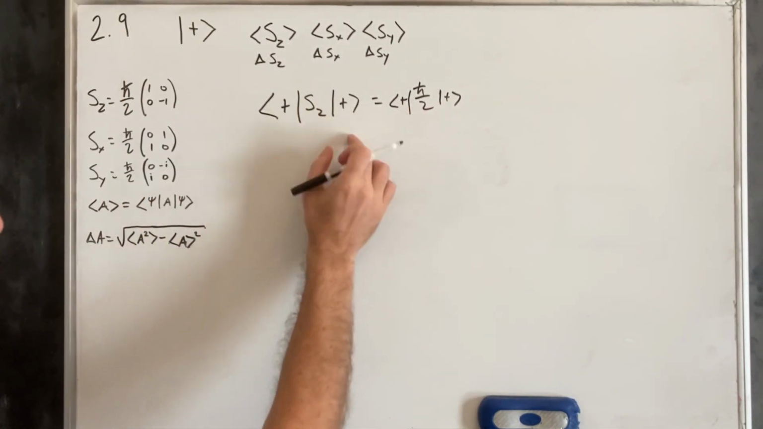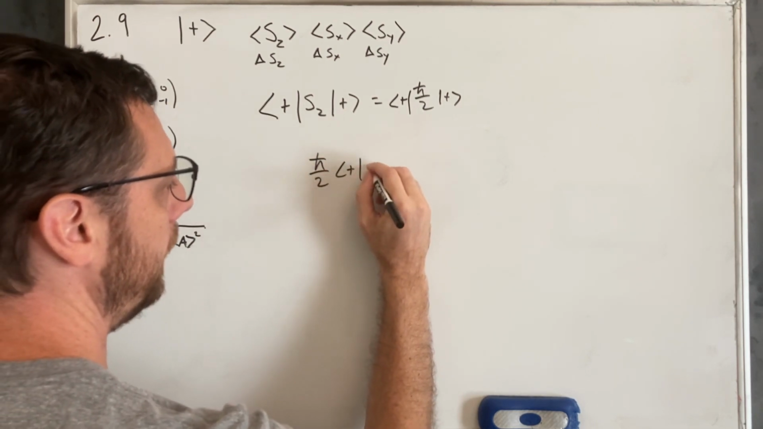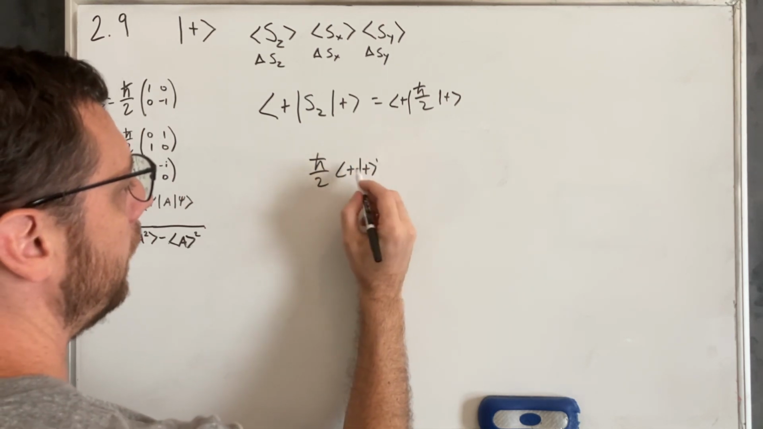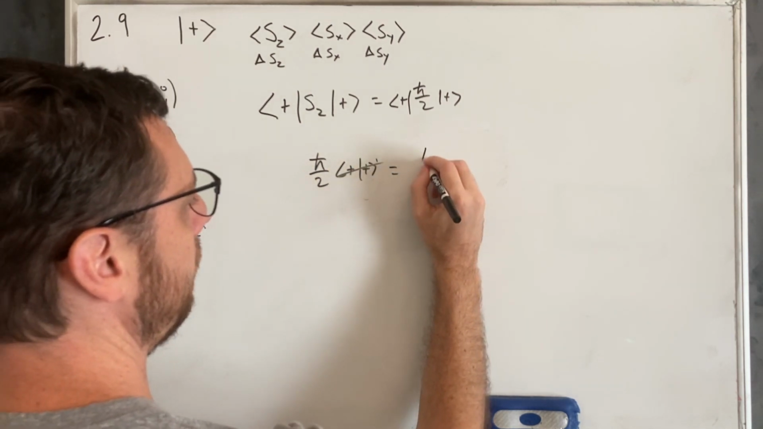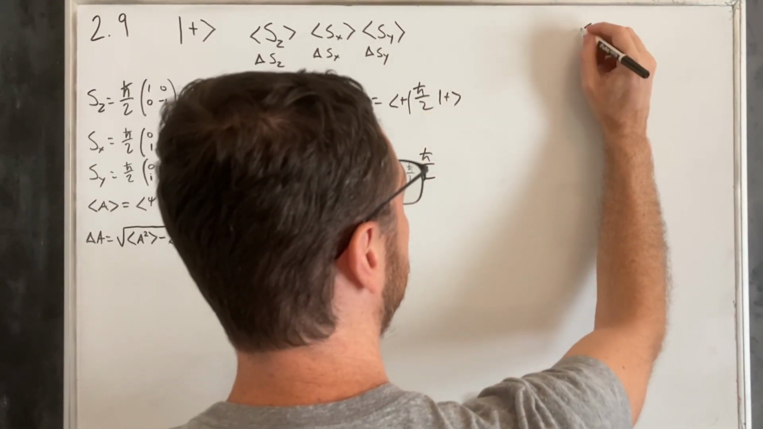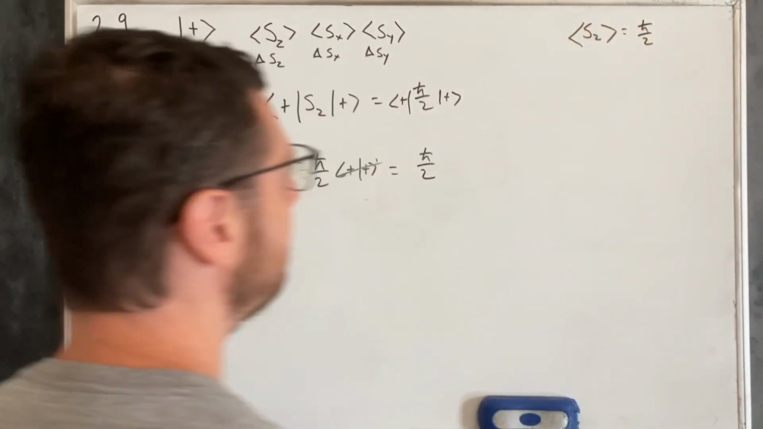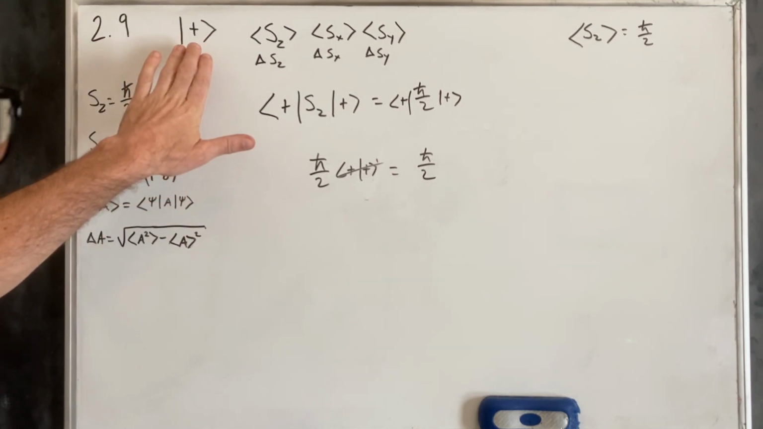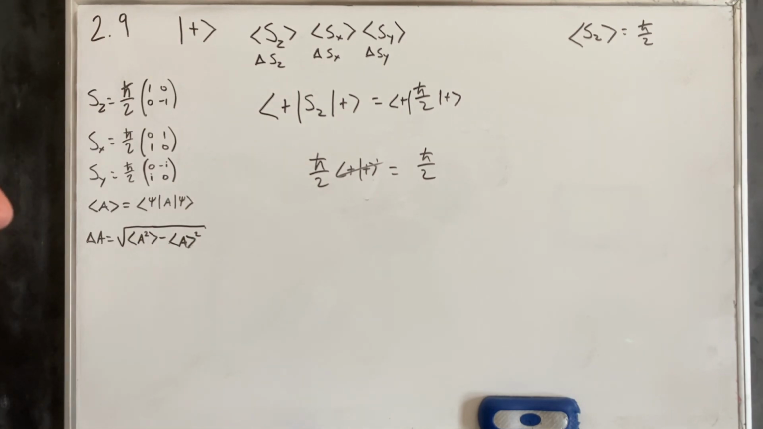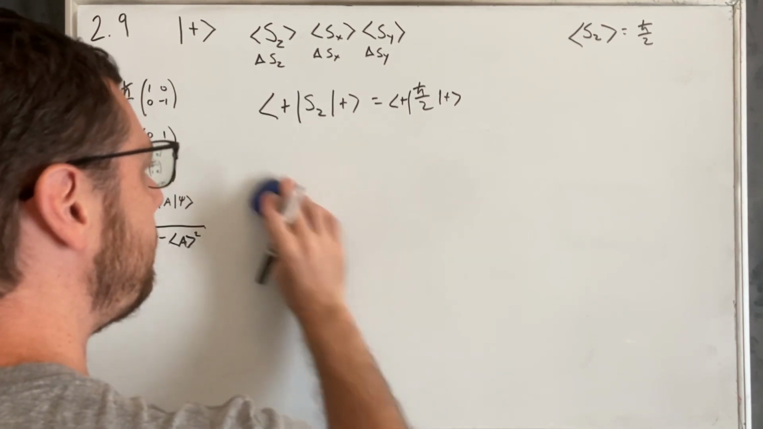Now we can pull out that h bar over 2, and then we have up with up, which equals 1, so that cancels out, and we have h bar over 2. So the expectation value for our SZ operator is h bar over 2, which makes sense. If our state is oriented in the up direction, when we take a measurement we're going to get up, which is h bar over 2.